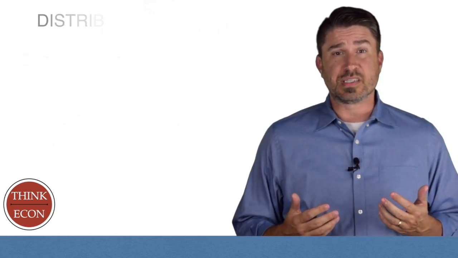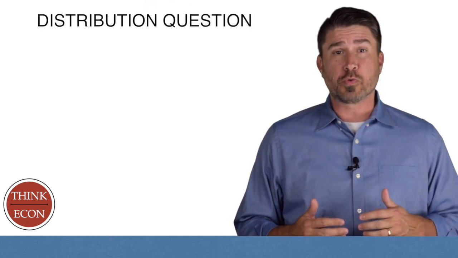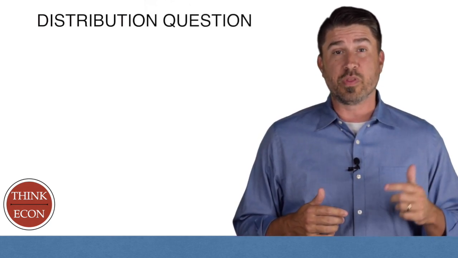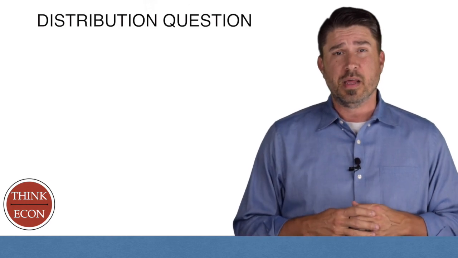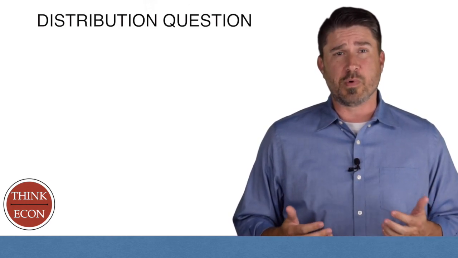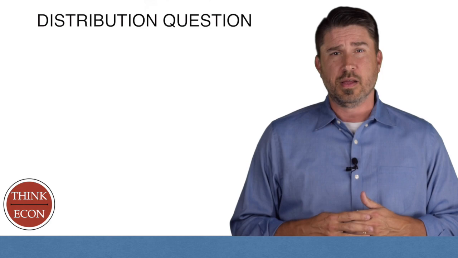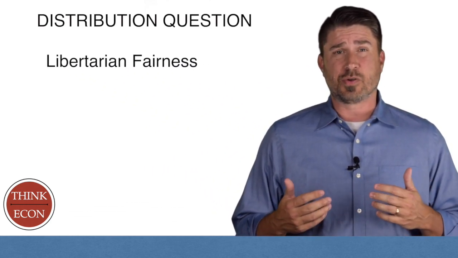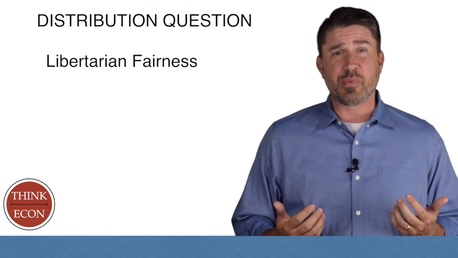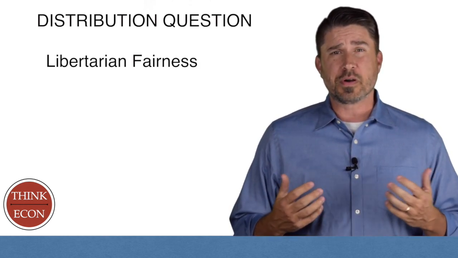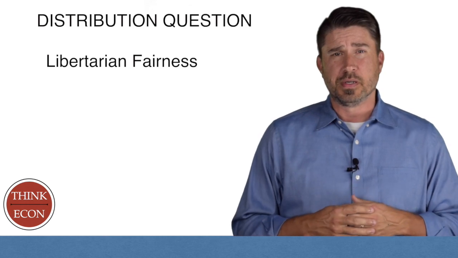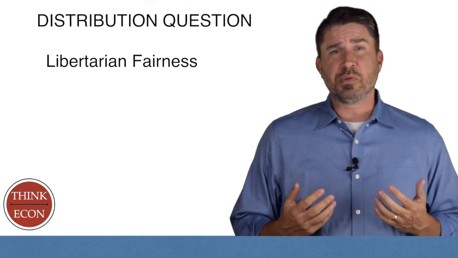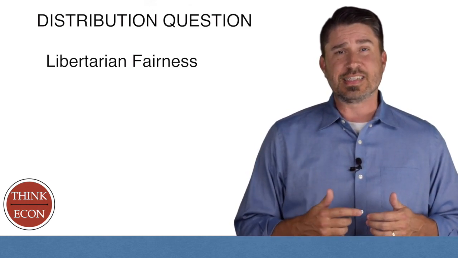The third question is the distribution question, or who will receive the nation's wealth, or how will the nation's wealth be distributed? There are two different schools of thought when it comes to distribution of wealth. We have libertarian fairness, which states that each citizen has the right to own property free of government interference. In other words, everybody eats what they kill. It puts the responsibility of accumulating wealth on the citizen.